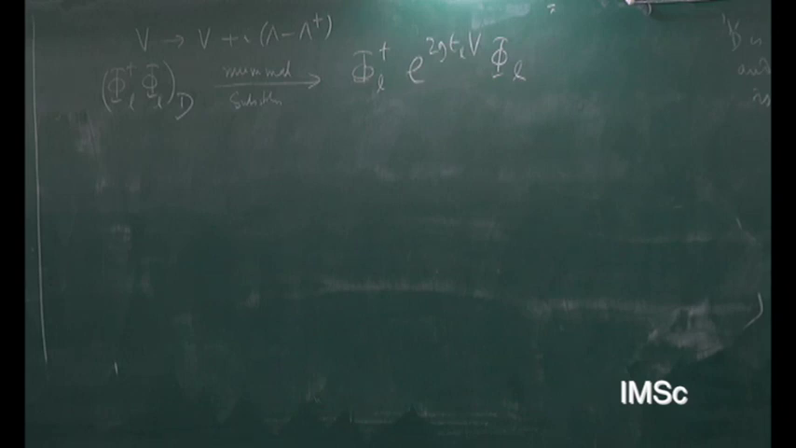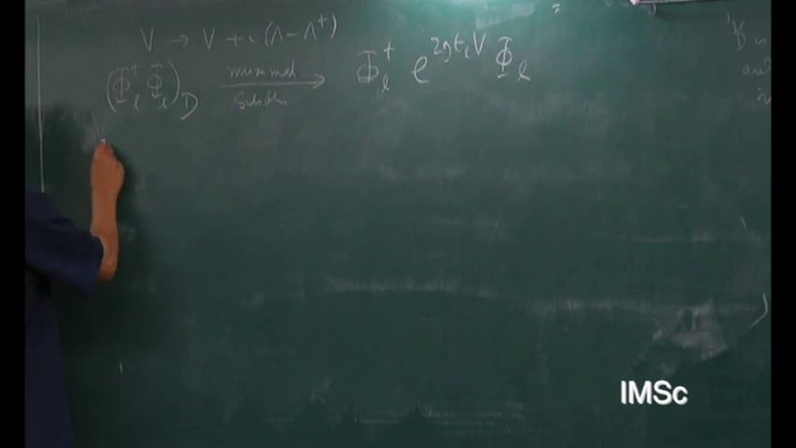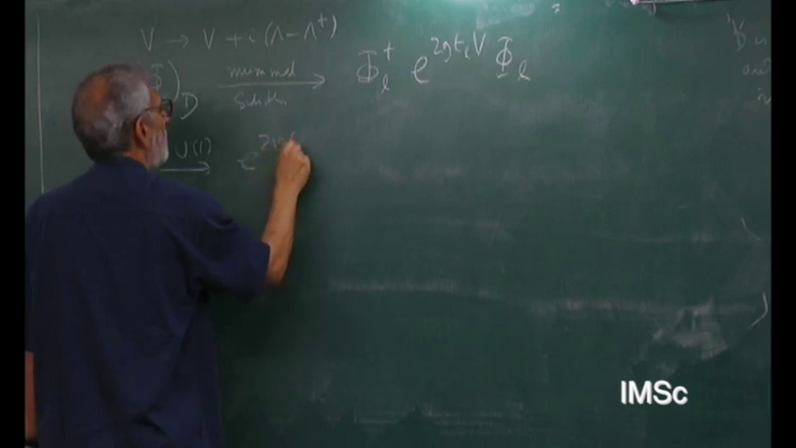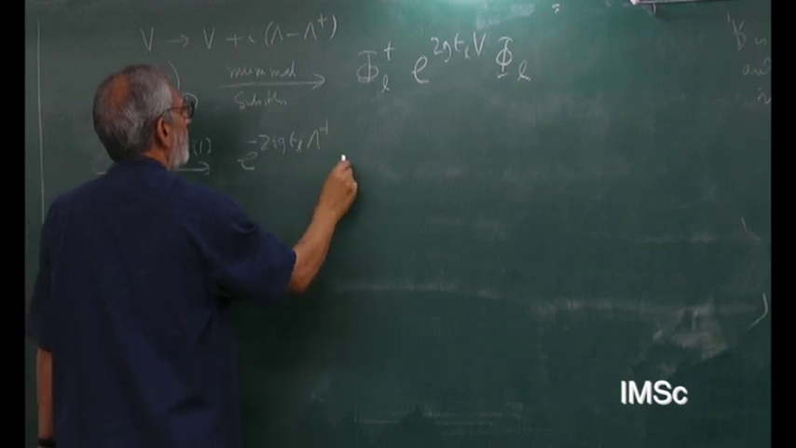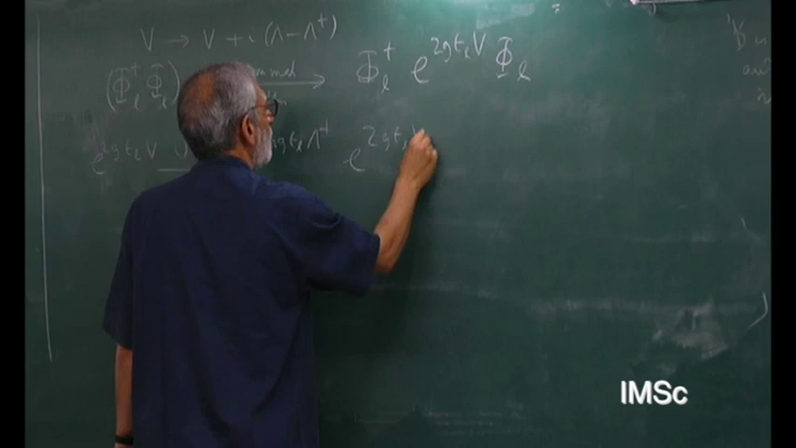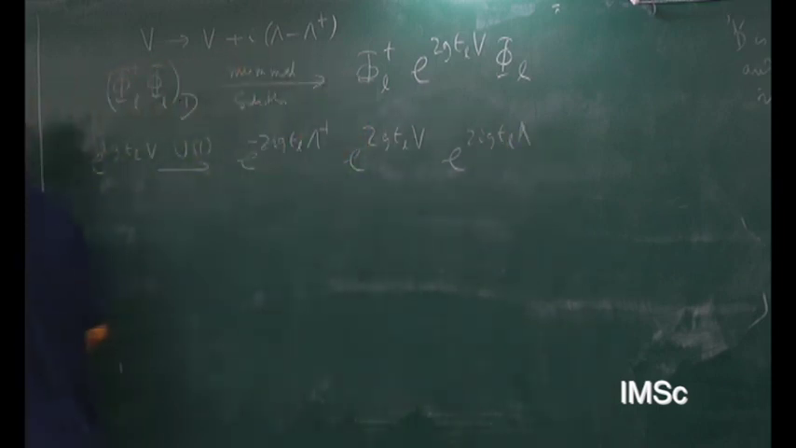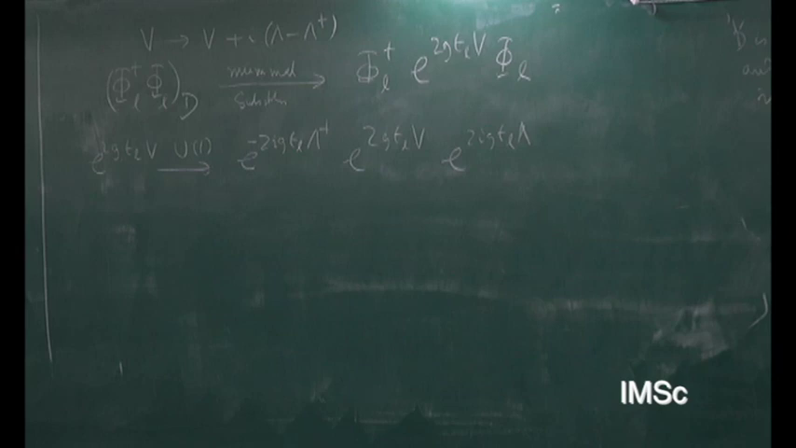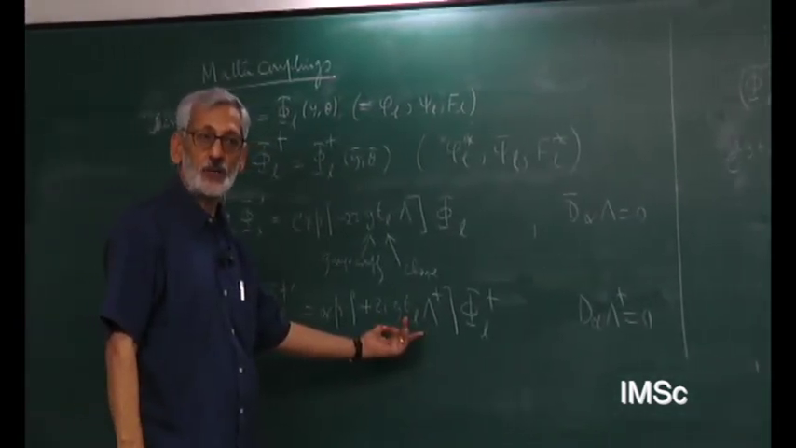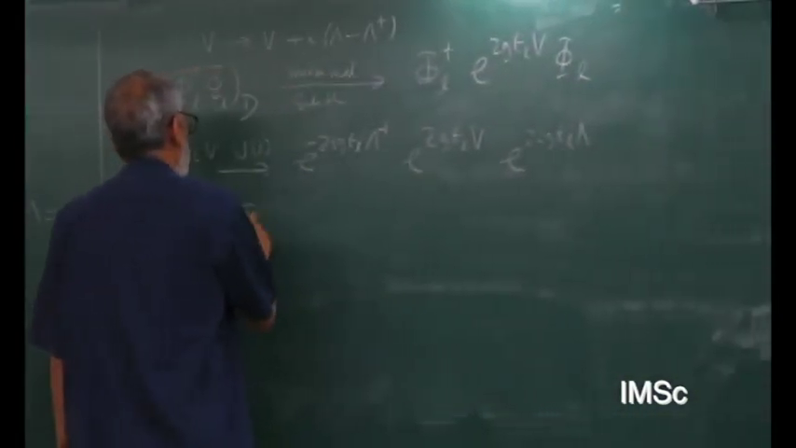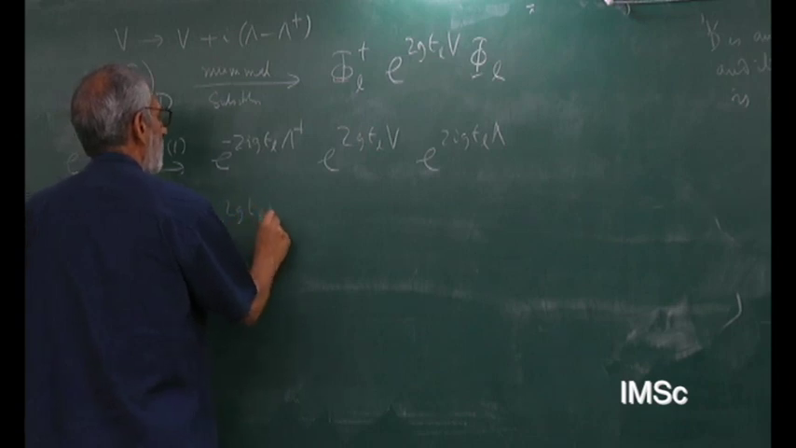Now clearly, under the U(1) gauge transformation, if this is the law, Φ_L transforms as exp(minus 2i g t^a λ), and V goes to V plus i(λ minus λ†), and Φ_L† transforms exactly by the object with opposite sign for the phase. So this is gauge invariant. This would make it Φ_L† exp(2 g t^a V) Φ_L.